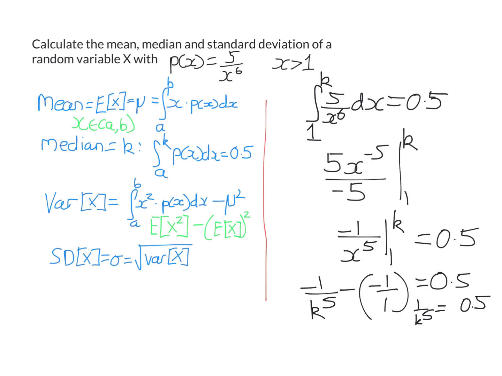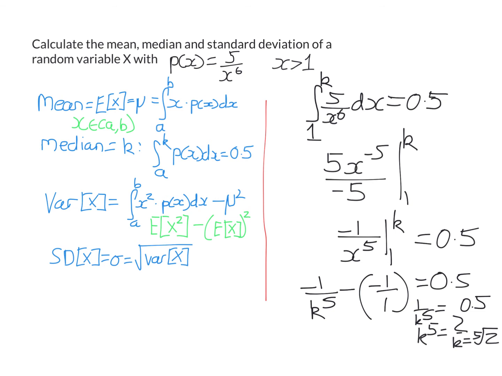And then I can flip each side. If I flip this side, I get k to the power of 5. If I flip a half, I get 2. So I get k to the power of 5 equals 2, or k is equal to the 5th root of 2. That is the median of this. So again, pause and copy down if you need this.